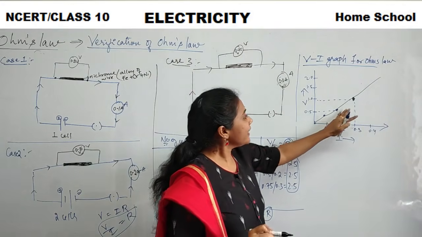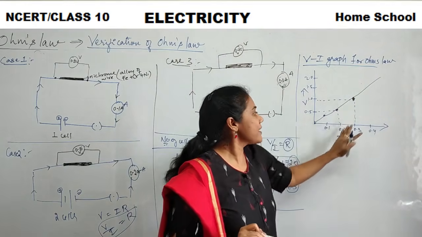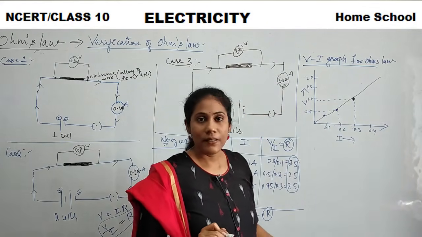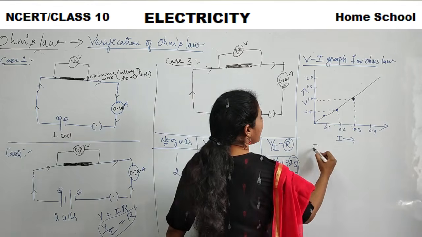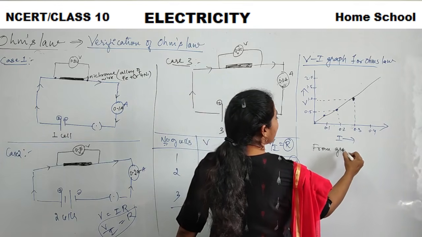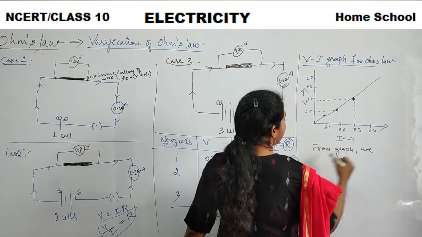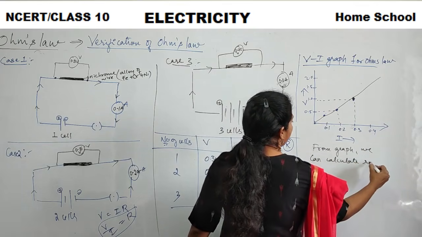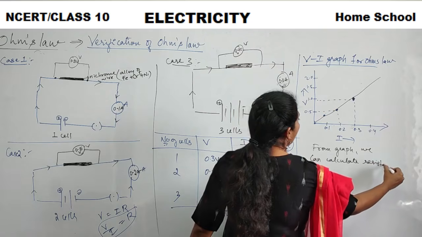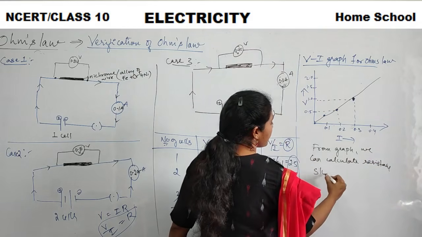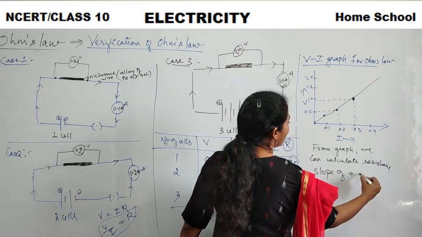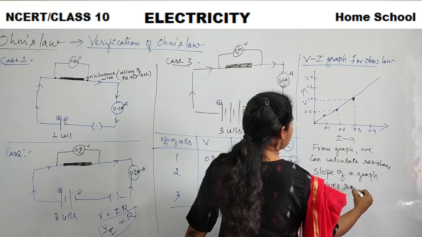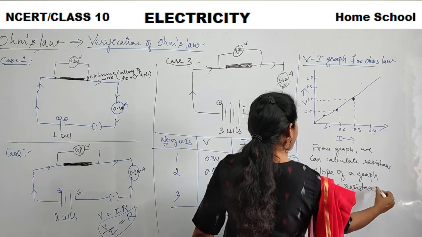So as you increase the potential difference, the current also increases. So this is a straight line, guys. And actually from the graph we can calculate resistance. The slope of a graph gives you the value of resistance, right?